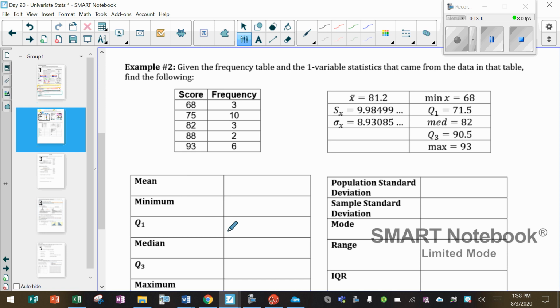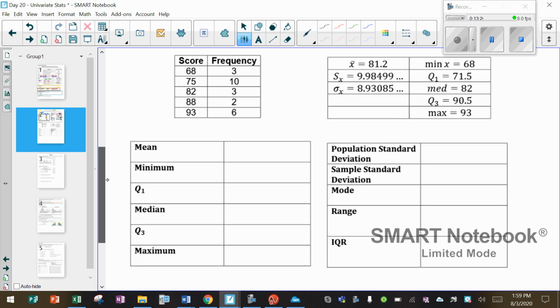So I want you to pause the video, take some time to answer and find all these values based on the information that I gave in the table, and then unpause the video and we'll check and see how you did.